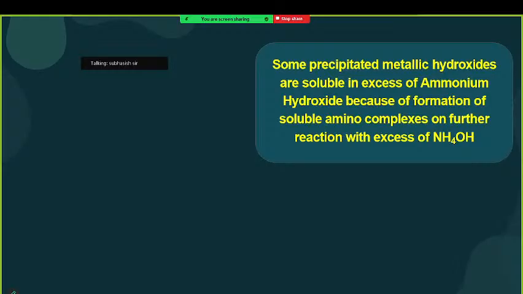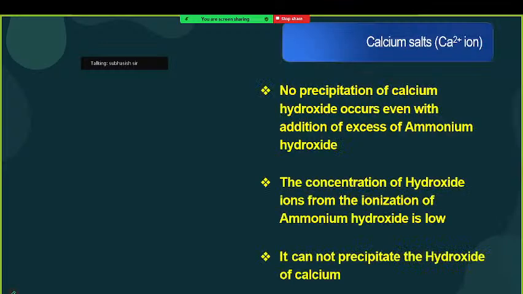Now let's see what happens when ammonium hydroxide is added to metallic salt solution. Now, first of all, calcium salts. In the case of calcium salts, ammonium hydroxide is a weak base and no precipitation of calcium hydroxide occurs even with the addition of an excess amount of ammonium hydroxide.